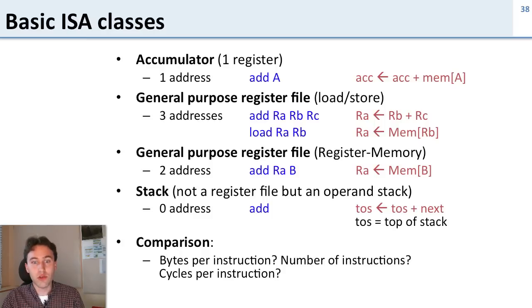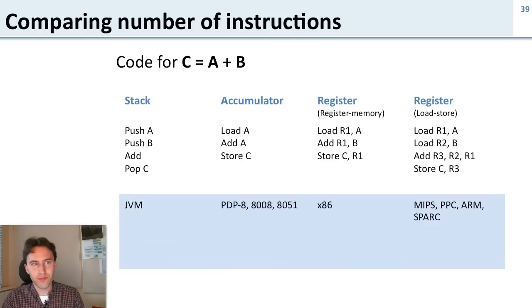Maybe I need many more instructions for stack operations. Or how about cycles per instruction? Are some of these instructions much harder to do? We know that loading memory is much slower, so it's going to be more cycles per instruction. So let's compare some of these on some simple code.